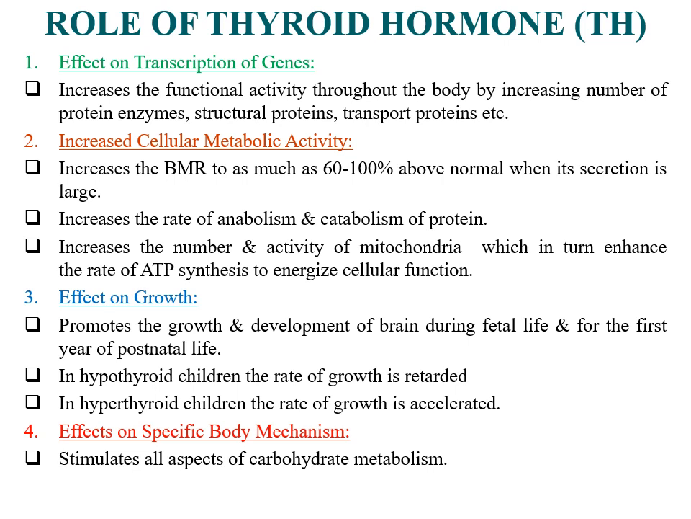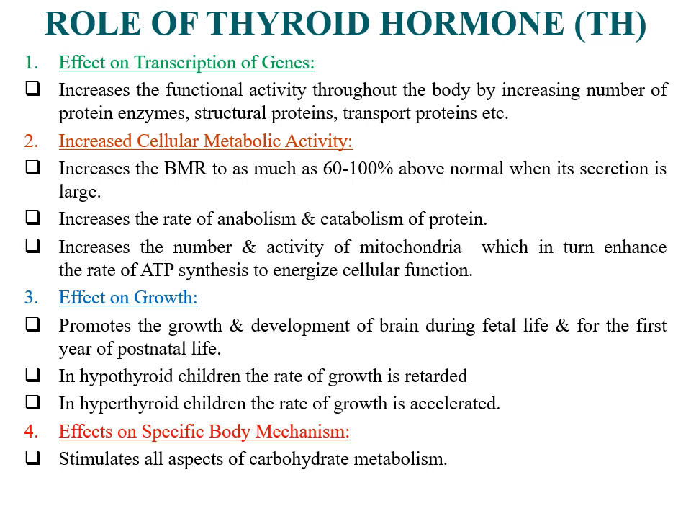Second is increased cellular metabolic activity. This thyroid hormone increases the basal metabolic rate by increasing the rate of anabolism and catabolism of molecules like proteins and carbohydrates. For increasing the basal metabolic rate, we'll need more energy. And we all know that mitochondria is the powerhouse of the cell, where ATP is synthesized. If we need more ATP, we'll need more mitochondria and increased activity of mitochondria. So this thyroid hormone increases the number and the activity of mitochondria, which in turn increases ATP synthesis to energize the cellular function.